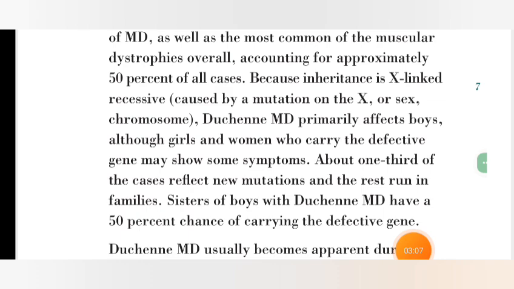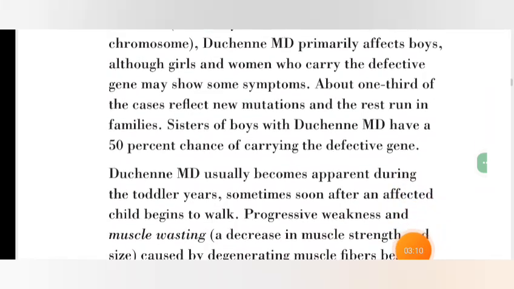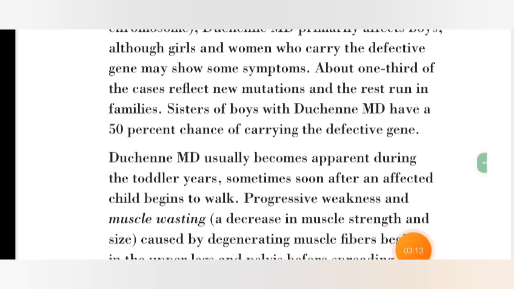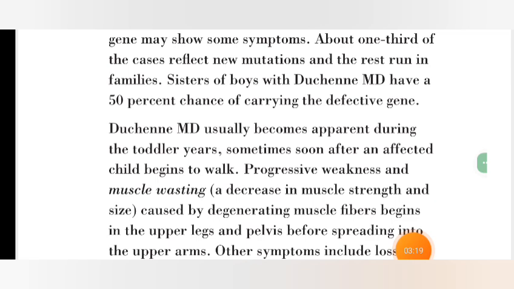Duchenne MD primarily affects boys, although girls and women who carry the defective gene may show some symptoms. About one-third of the cases reflect new mutations and the rest run in the families. Sisters of boys with Duchenne MD have a 50% chance of carrying the defective gene.